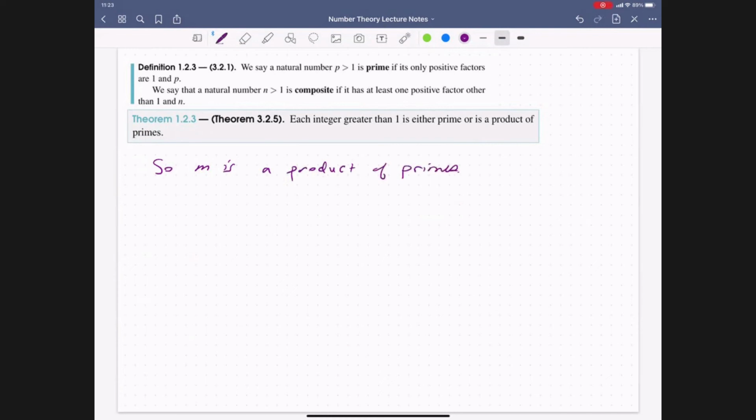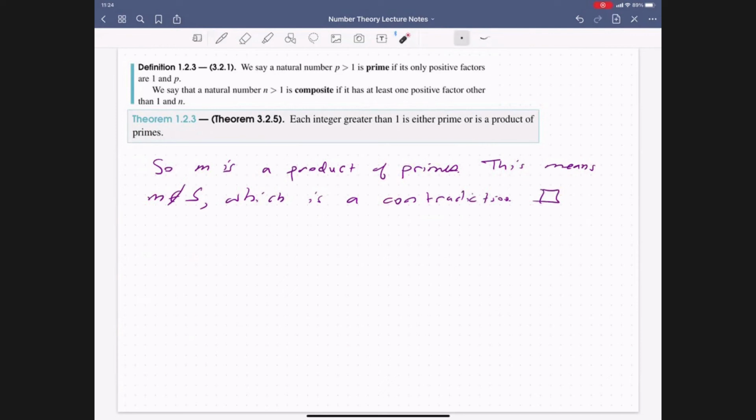But this is a contradiction. So this means m is not an S, which is a contradiction. And so now we are done. And so we have proven our theorem.